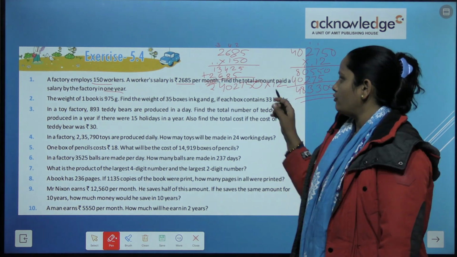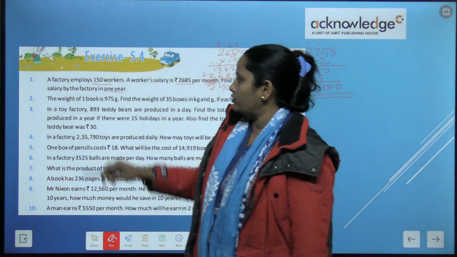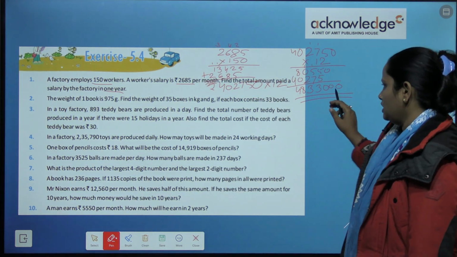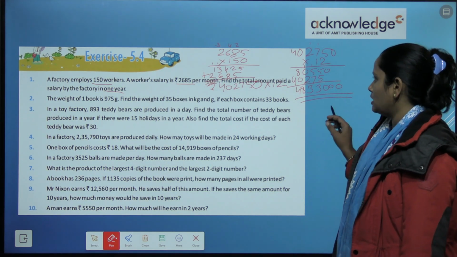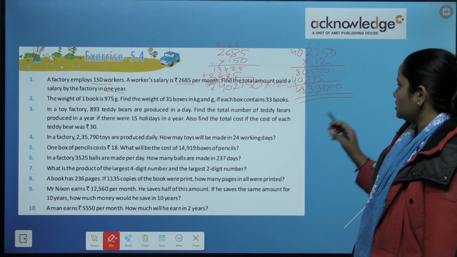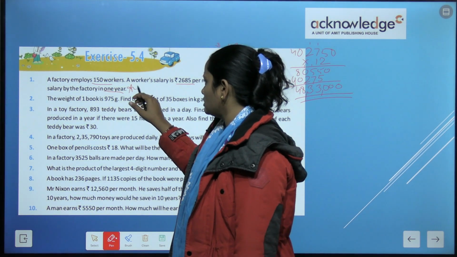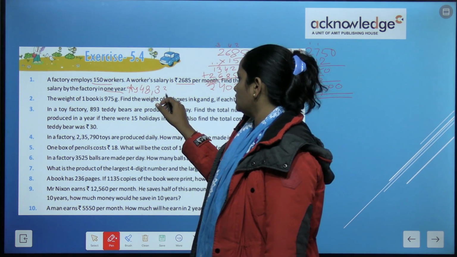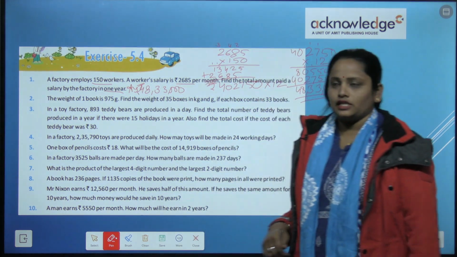So here children, after multiplying this and 150 workers, we get the salary of 1 month. अब 1 मंथ की सैलरी के बाद हमने 12 months मीन्स 1 ईयर की सैलरी निकाली है, तो उसके लिए हमने जो आंसर था हमारा उसे 12 से मल्टीप्लाई कर दिया. So here the answer is 4833, which means 48,33,000. I hope this is clear.